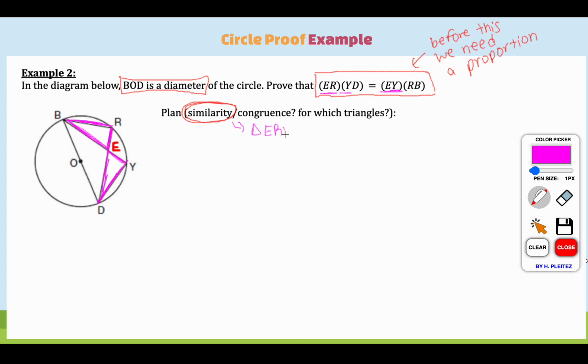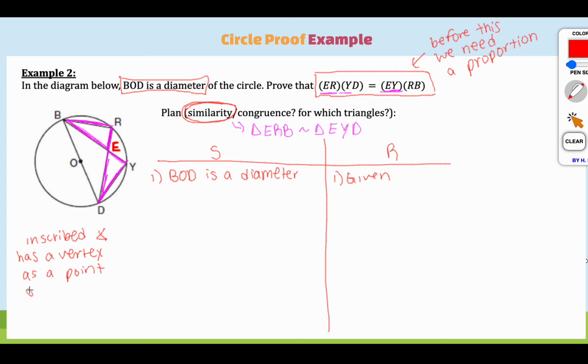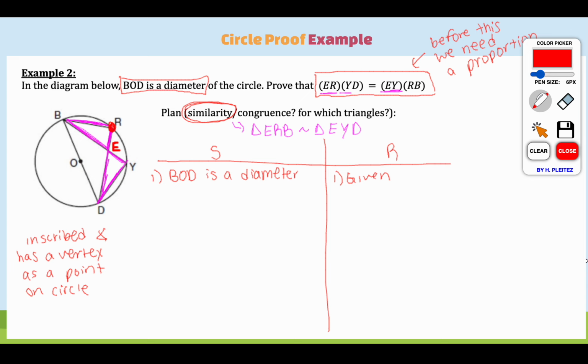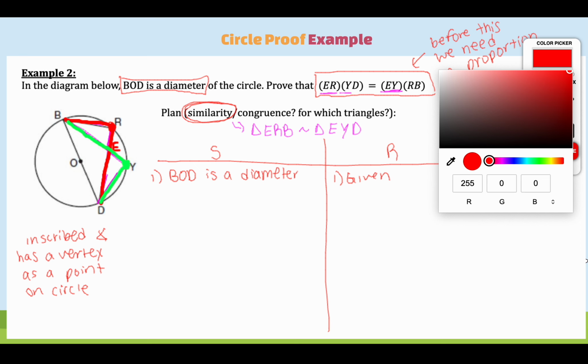Okay. Now, the first thing that I'm seeing right now is inscribed angles. And remember that an inscribed angle has a vertex as a point on the circle, right? If we take a look at this angle R right here, and let's highlight angle R in red, and then we highlight angle Y in green, what you'll notice is that they're touching the exact same points on the circle. They're touching the endpoints of our diameter.